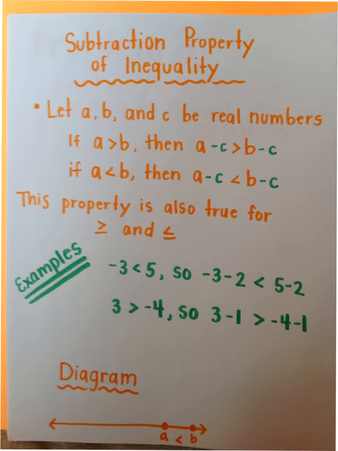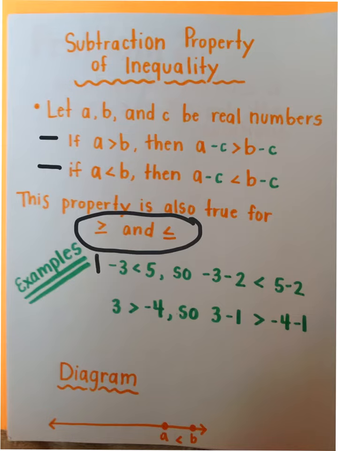Now we're going to shift and talk about the subtraction property of inequality. So again, let A, B, and C represent real numbers. If A is greater than B, then A minus a number, we'll say C, will still be greater than B minus that same number, C. And the opposite works for this one as well. So if A is less than B, then A minus C is also less than B minus C. This property is true for the greater than or equal to and less than or equal to symbols. So below we have two examples.